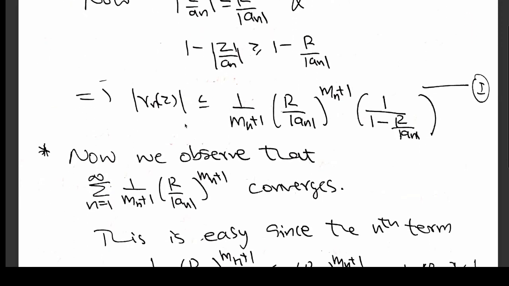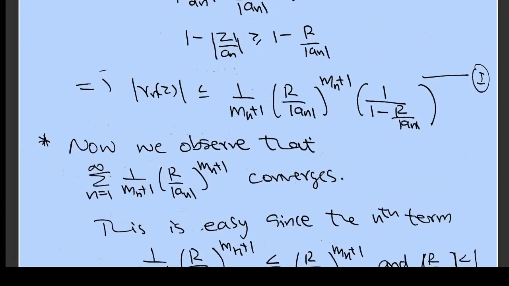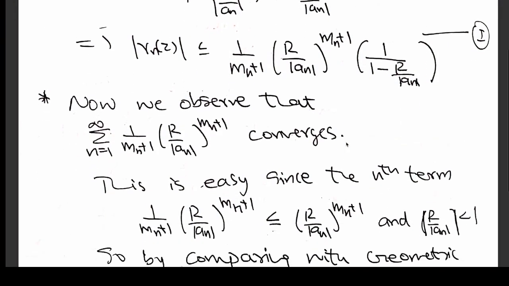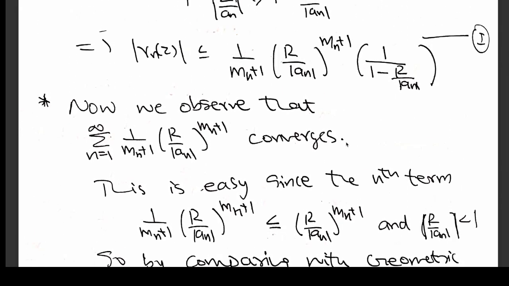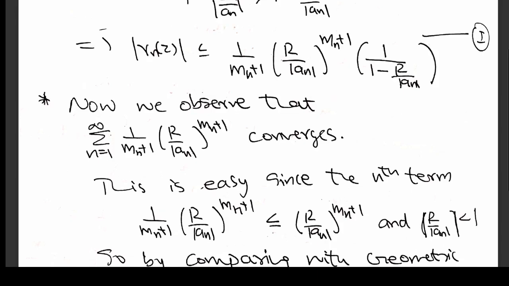Now |Rn(z)| is bounded by this quantity, and as n tends to infinity, mn tends to infinity, and this goes to 0. So Rn(z) tends to 0 as n tends to infinity. That's one thing. Since Rn(z) tends to 0 as n tends to infinity, for large n, you can choose Rn(z) such that its imaginary part lies between minus pi and pi. So that problem is sorted out.